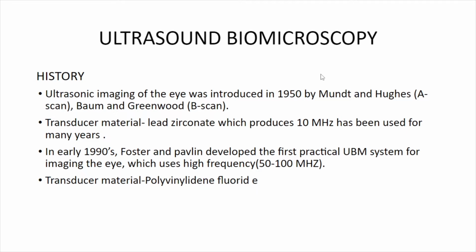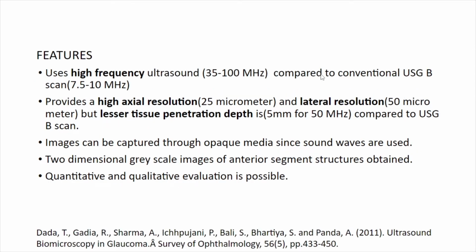Then came the first practical UBM system, which has a high frequency of 50 to 100 megahertz, and the transducer material used now is polyvinylidene fluoride. The features are that this has a high frequency ultrasound, which helps in getting a higher axial resolution and lateral resolution, but at the compromise of the tissue penetration depth, which is lesser compared to a USG B scan.